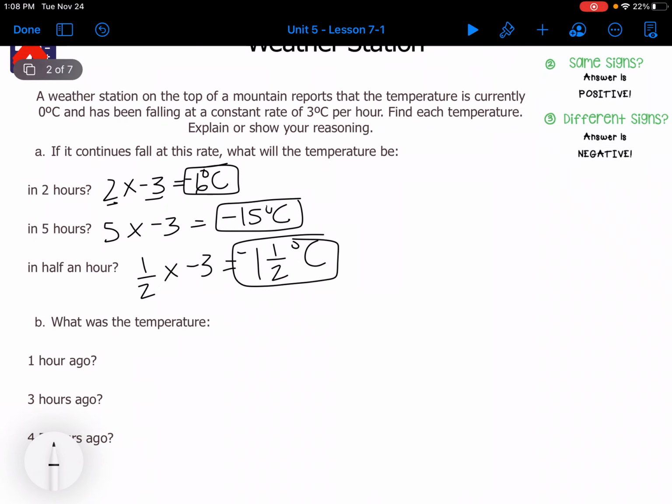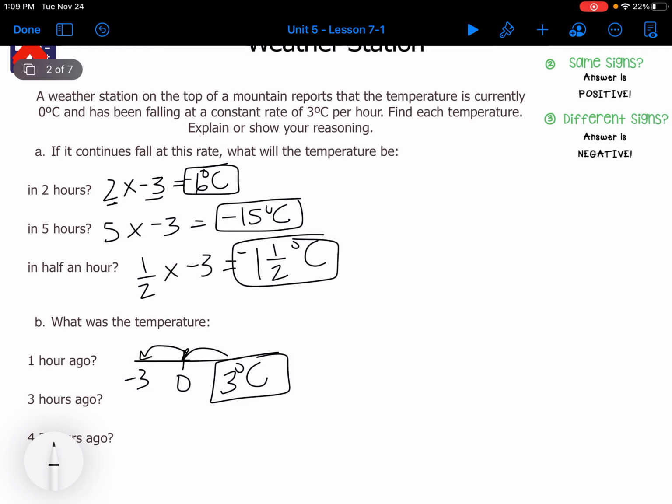Then it says, what was the temperature an hour ago? So we're going backwards. So the temperature is now 0, so an hour ago, if we're falling -3, and we keep falling, that would mean that it's 3 degrees Celsius, and it's positive.